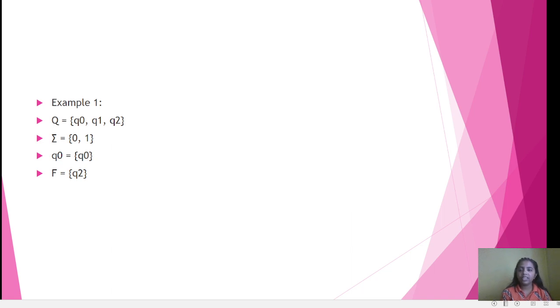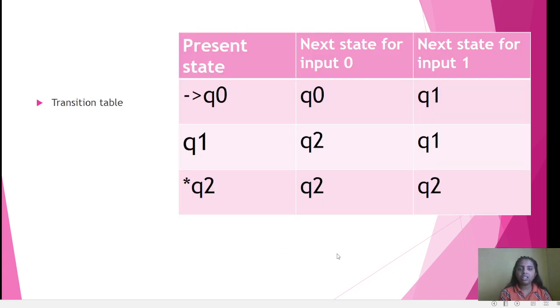Let me look over the example where Q represents the states Q0, Q1 and Q2, and for the symbols we use zeros and ones. Q0 is the initial state and Q2 will be the final state. Let me look over the transition table. The present state is Q0 and the final state will be Q2.